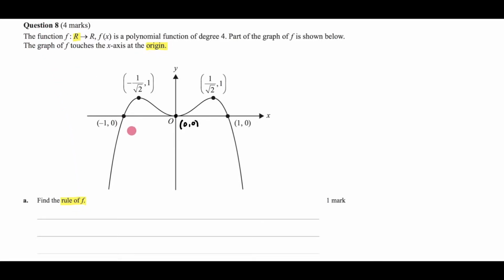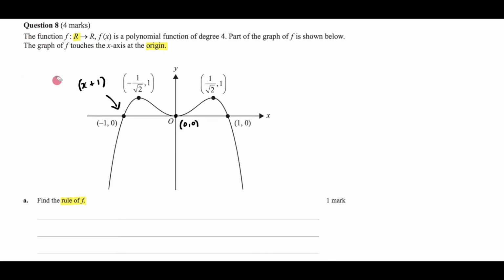What we're going to do here is consider each x-intercept. As you can see right here, I have an x-intercept at -1. And what that means is that I know a component of my rule is going to be x plus 1. I know that because if I set x plus 1 equal to 0, I'm going to end up with x equaling -1. And we know that's true because that's my x-intercept there.